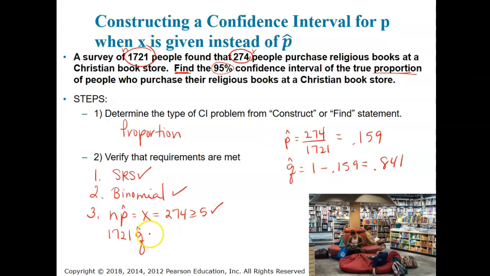Okay, so this is going to be 1721 times 0.841, and when we multiply that out, we get 1447, and that's clearly greater than or equal to 5. So here on this one, if you didn't recognize that n times p hat was actually going to be x, what you would have done is 1721 times 0.159, and that's going to give you the 274 as well.